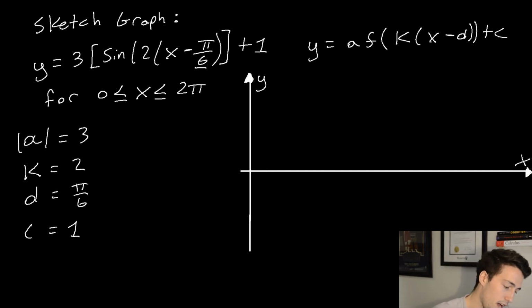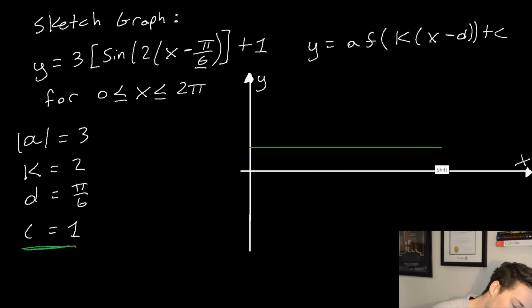Okay, so now that we have all these values, we can start graphing right away. What I'm going to do is graph the axis of symmetry, and that's this c value. Normally the axis of symmetry, if there's no vertical translation, so no up or down movement, is just at 0. Now we have 1, so the axis of symmetry is going to be right there.